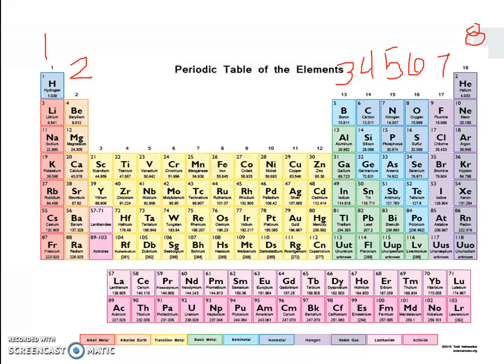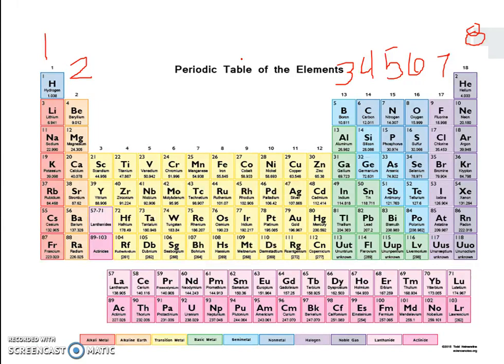Okay, so write these numbers on your periodic table. For each of these rows, any element that's found in that row, that's how many valence electrons you're going to have. Use that trick all year.